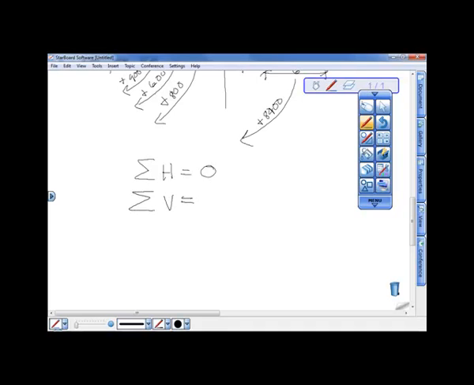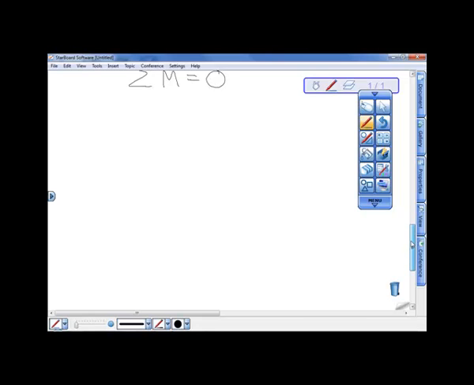Sum of the vertical forces equals 0. And the sum of the moments of all the forces about any point must equal 0 for it to be in equilibrium. So the sum of the moments equals 0. All those things must be true for it to be still in equilibrium. So they show you a coplanar system, it's in equilibrium.